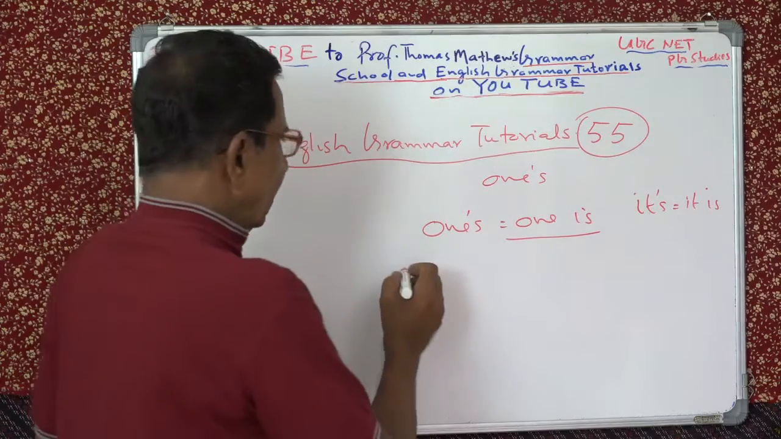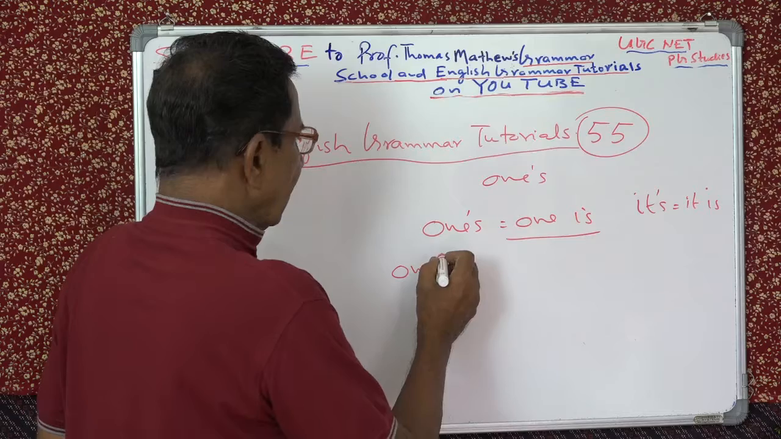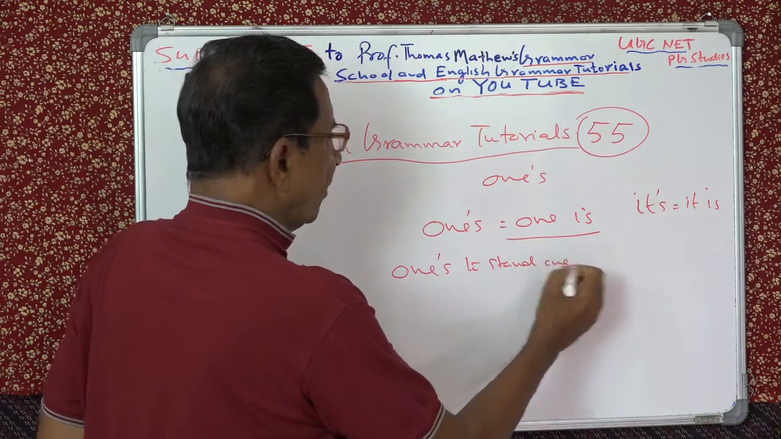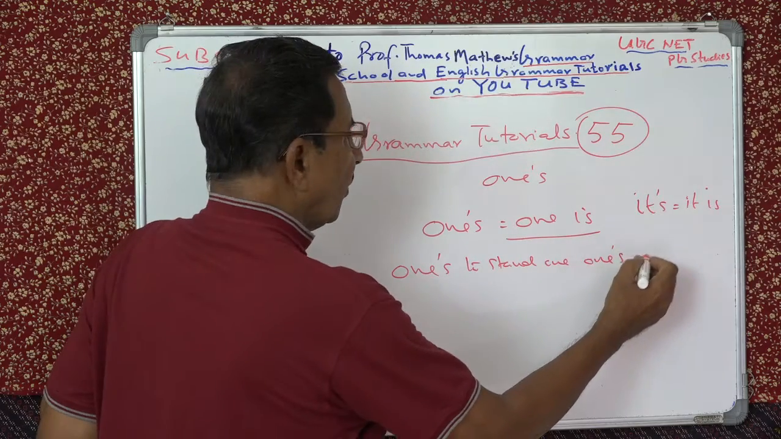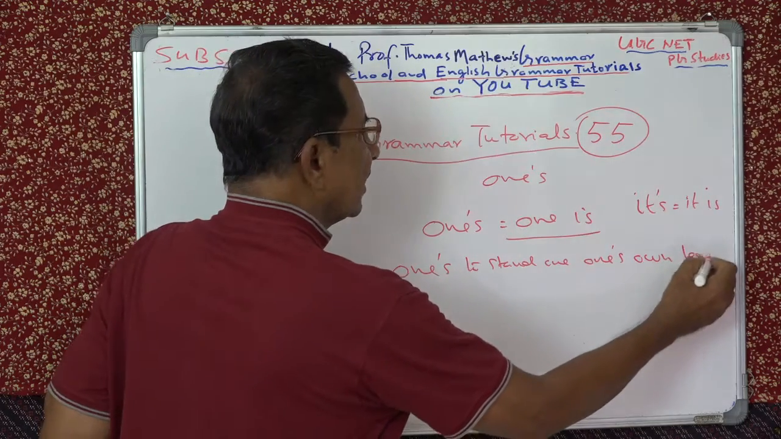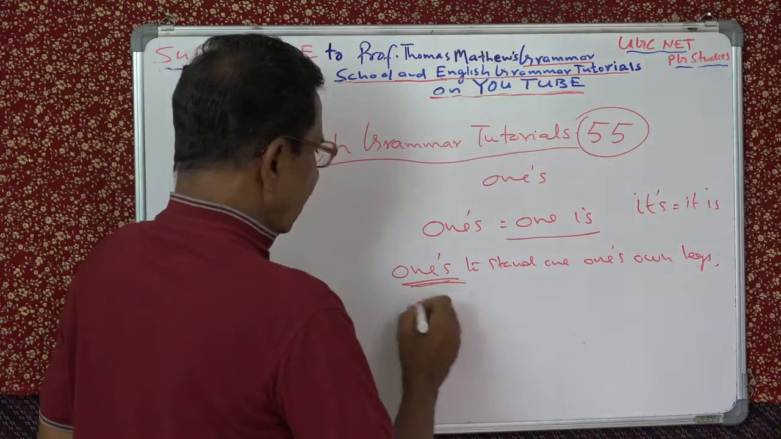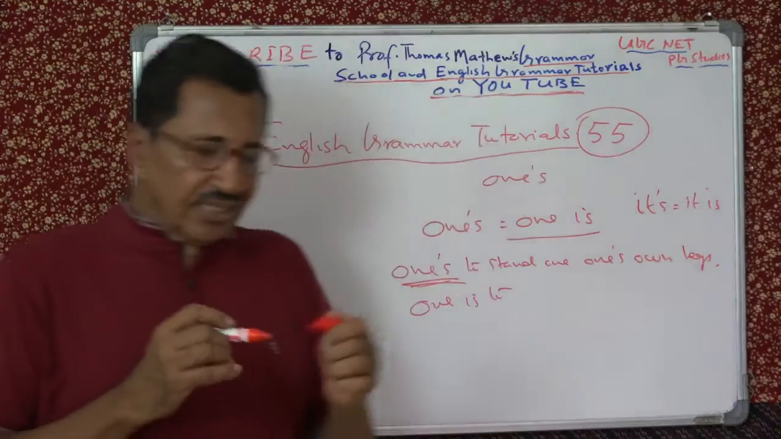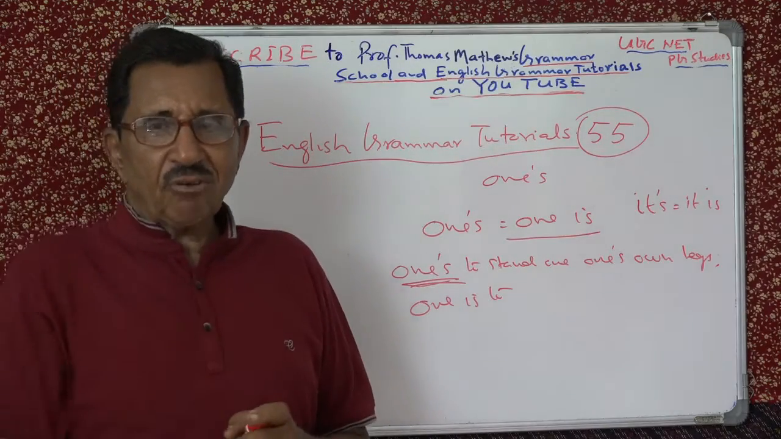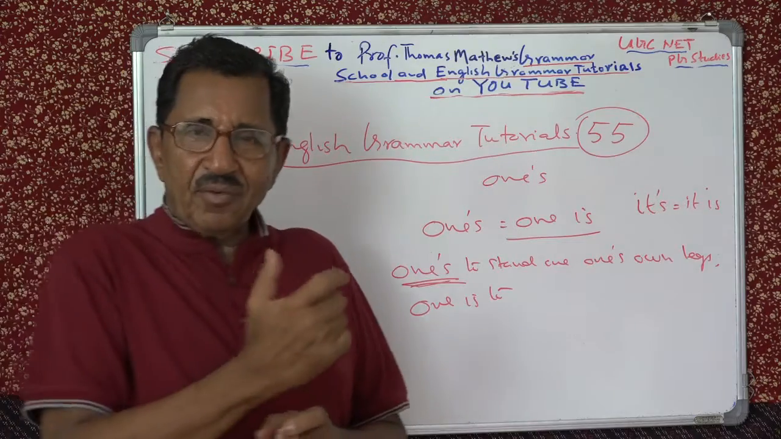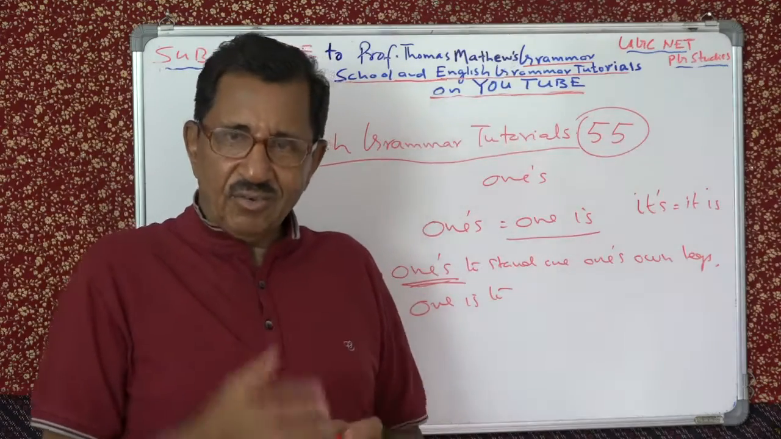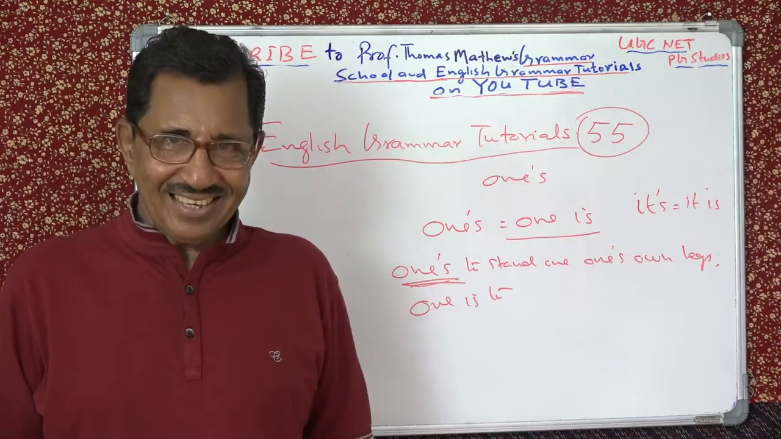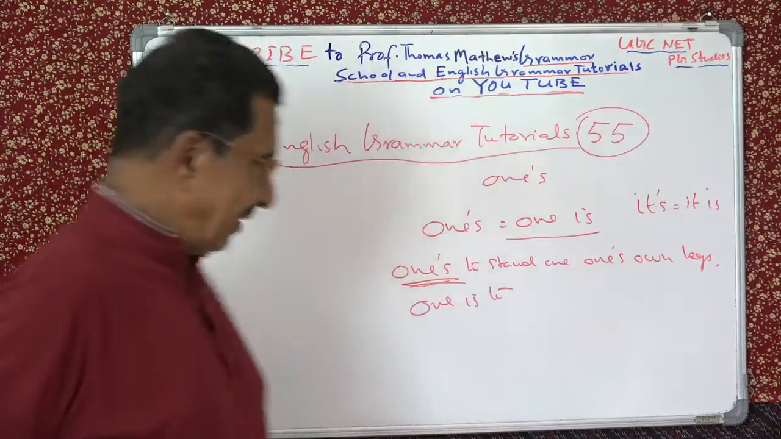You can write like this: one is to stand on one's own legs. So this one is equal to one is to. Listen, all those sentences that I made: one is to sit on one's own legs. One is to climb on one's own. Clear? Alright? Fine, very good.